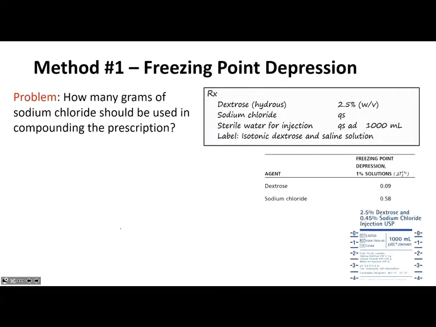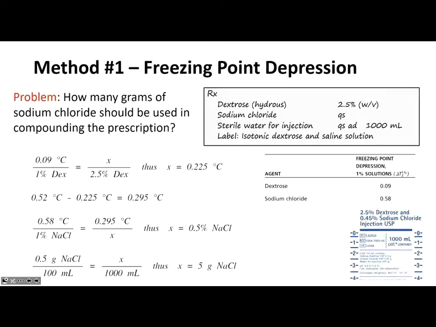Well, starting with the freezing point depression method, the first thing you need to do is, for each of your ingredients, and again, we're going to have both dextrose and sodium chloride, right? Aren't those our 2 ingredients? Let's look up the delta TF 1% values from our table in our textbook. And we see that we have 0.09 for dextrose and 0.58 for sodium chloride. Now that I have those, this is what's really important. I think that the freezing point depression method is the easiest, but you've got to be able to set up these proportions. So let's ignore everything. Let's just start right here for now and look at how to set that up.